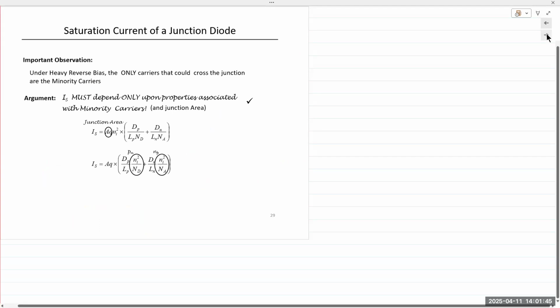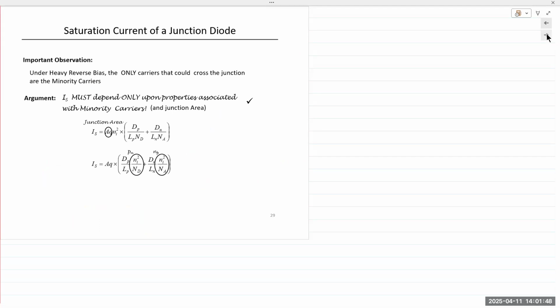The last one: the saturation current IS of the junction diode depends on the doping profile of the semiconductor material. It depends only on the minority carriers, so it depends on ND and NA. I like to show this equation, but I'm not going to assess students on any of these equations. It's just to show that the saturation current depends only on the minority carriers. Of course, everything is affected by the doping profile, ND and NA.